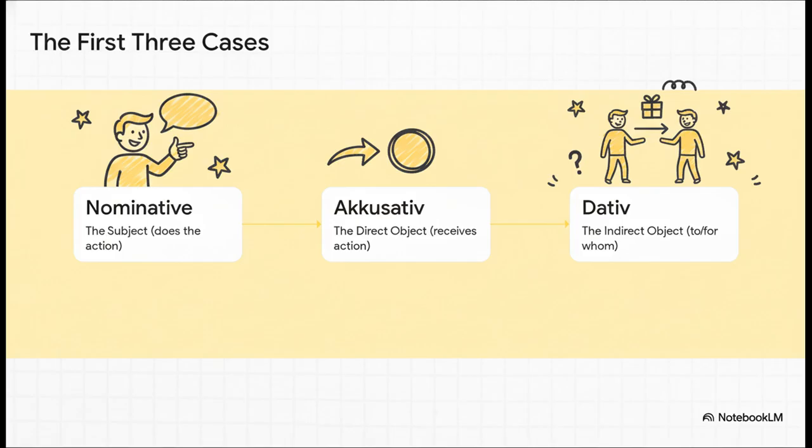The nominative is the subject, the star of the show. The accusative is the direct object, the thing receiving the action. And the dative is the indirect object. It answers the question to whom or for whom.